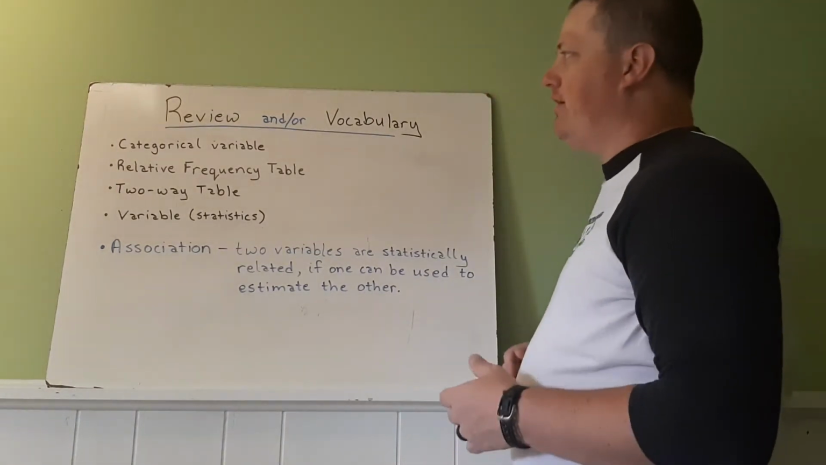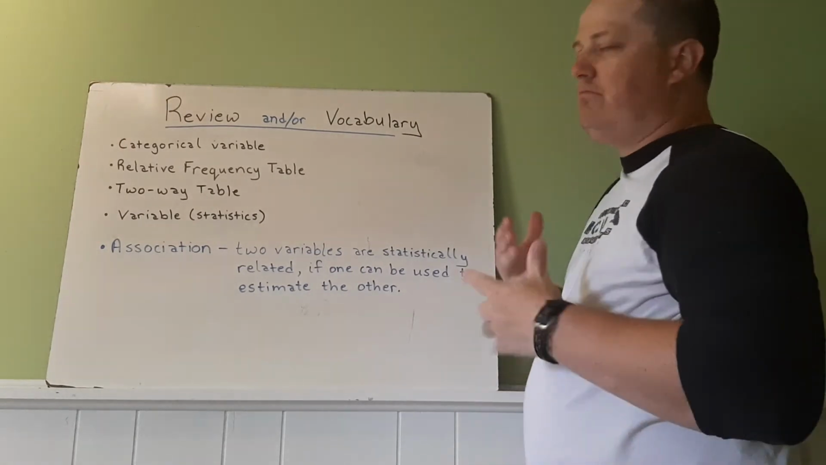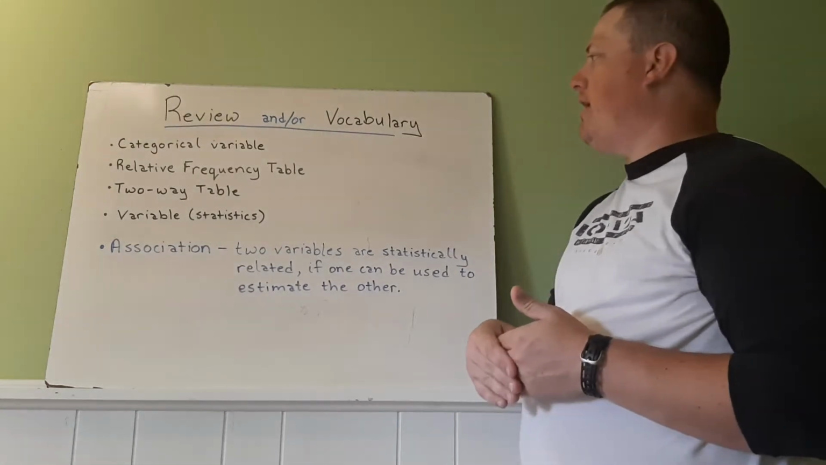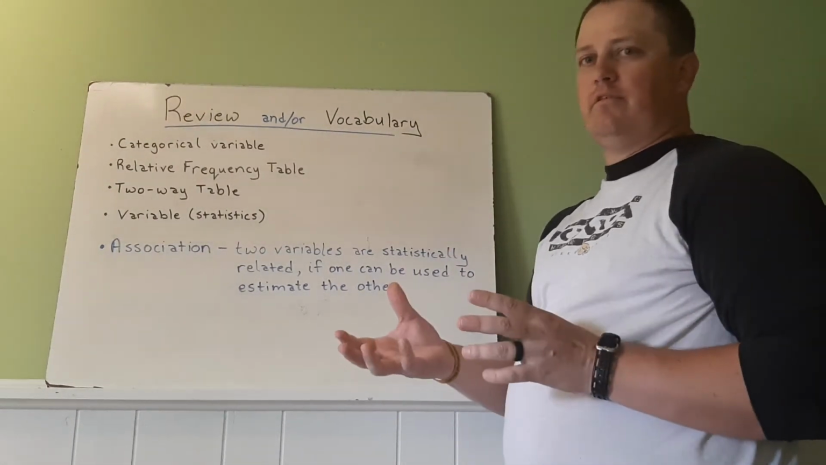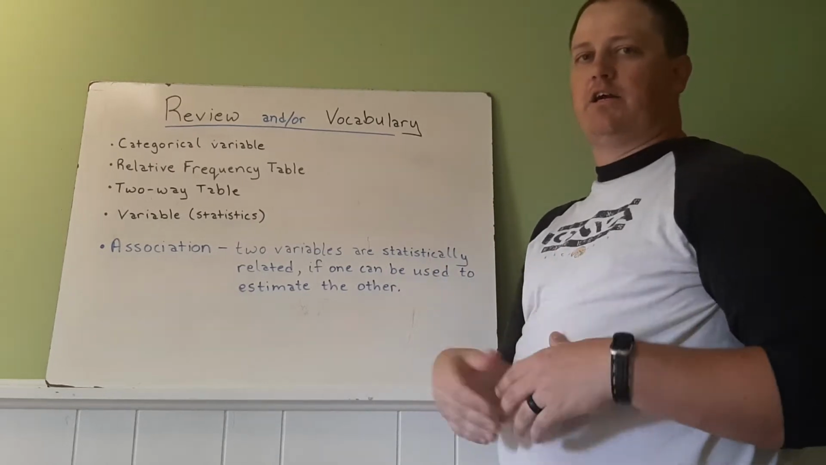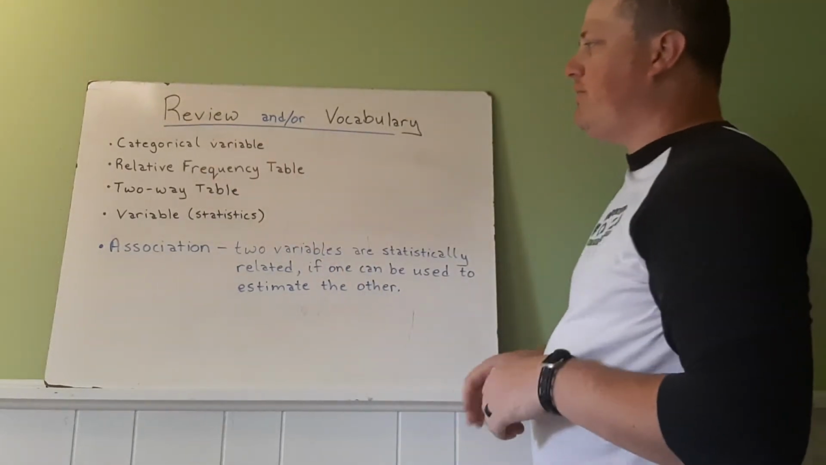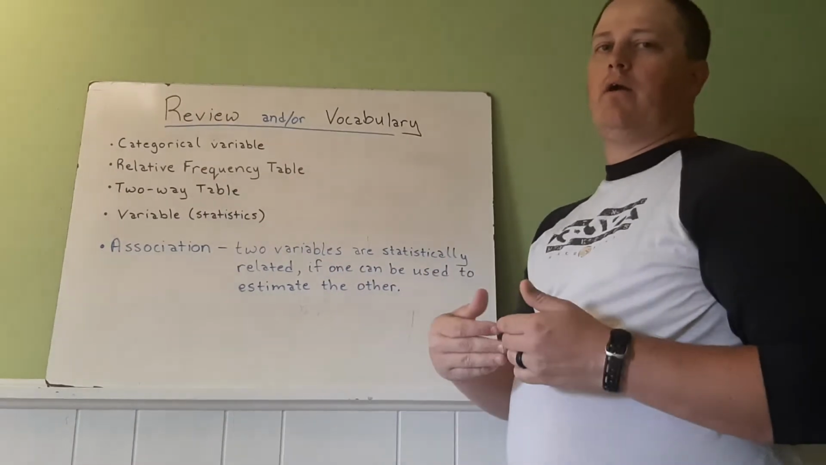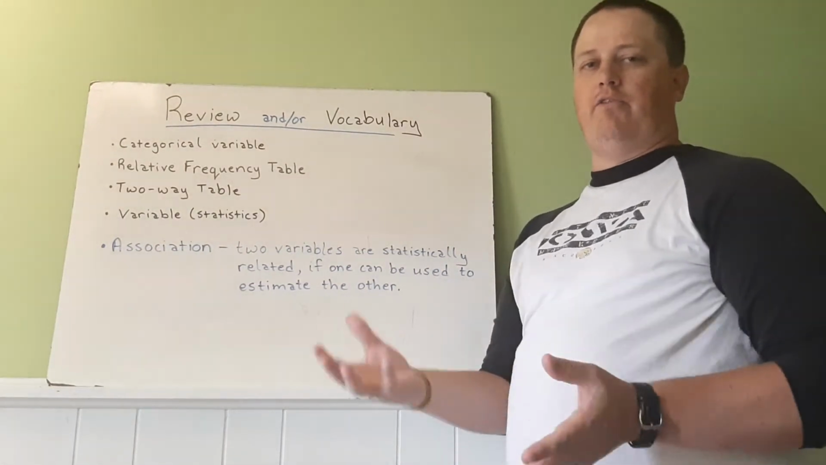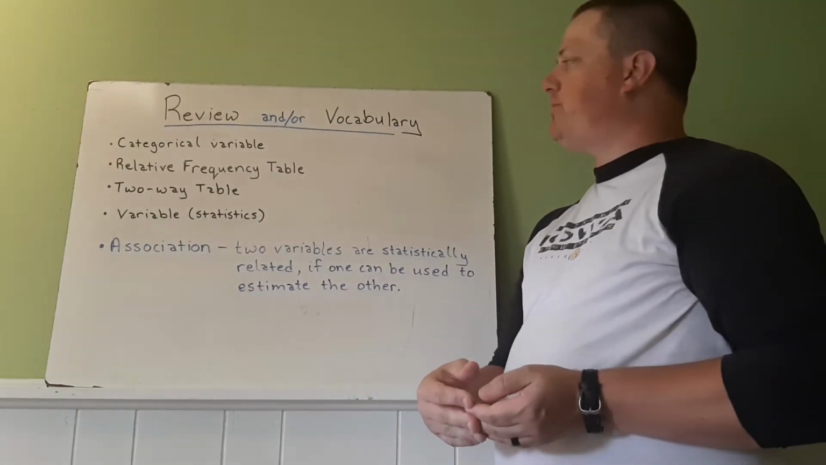All right, so our vocabulary again, we have categorical variable. So having a category that can be broken into measurable styles or situations, such as color can be broken into red, blue, green. Relative frequency table is a two-way table where we typically are dividing by the total number of the whole thing or a row or column and getting decimals or turning them into percents.